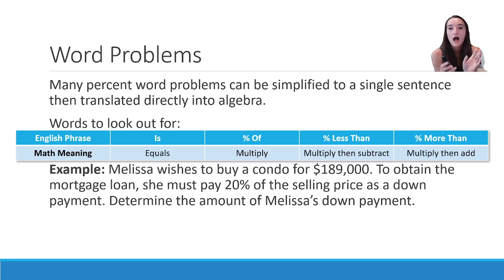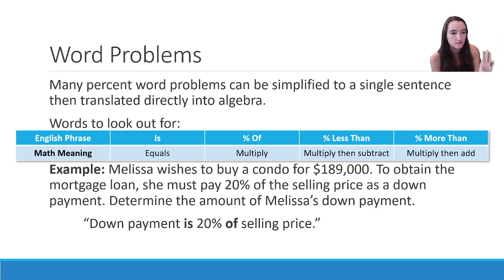Okay? So I'm going to break this down into this single simplified sentence that this is asking. Now, there's multiple ways you could say this, but the way I'm going to say it is the down payment is 20% of the selling price. Another way you could say it is, what is the down payment? Sure, but we want to throw that percent into this sentence, right? So the down payment is 20% of the selling price. That's what this is saying, right? She must pay 20% of the selling price. What does that mean? The down payment is 20% of the selling price.